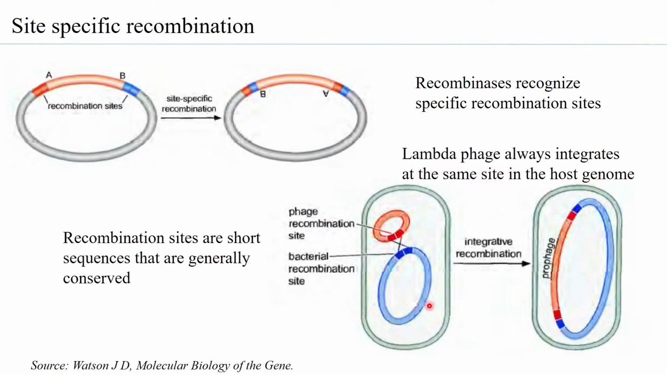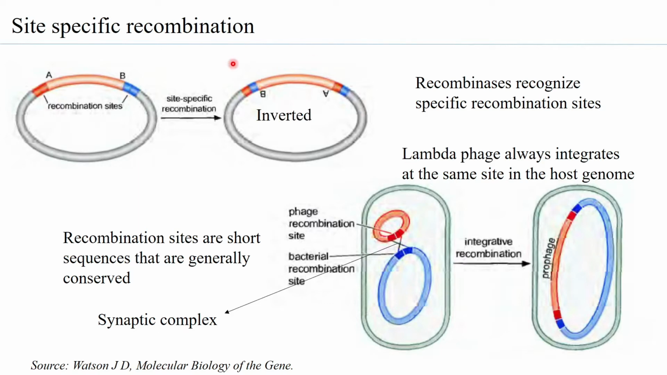It will not integrate anywhere else. It is going to integrate only at this site. That is because the recombination site present in the lambda phage and the recombination site present in the bacteria have sequence homology and therefore they pair up together, and between the two the synaptic complex is formed, and the recombinase, essentially using these recombination sites, is integrating the lambda phage into the host genome. So this is something that is very important.